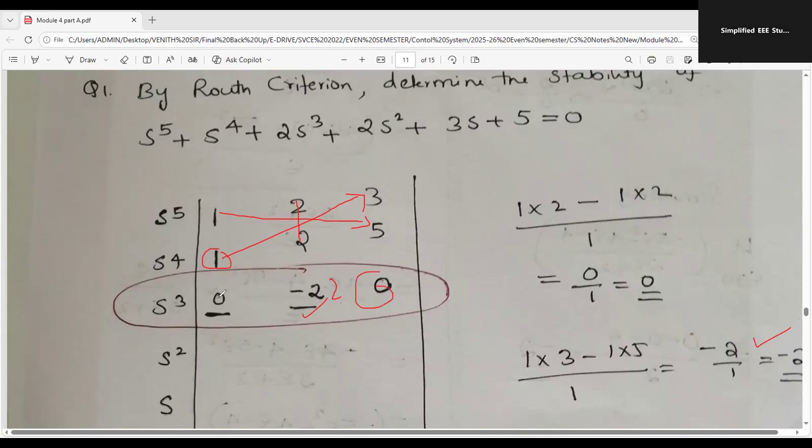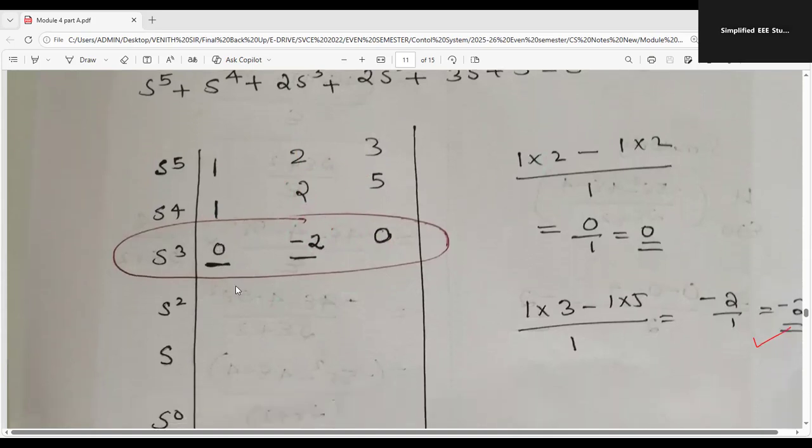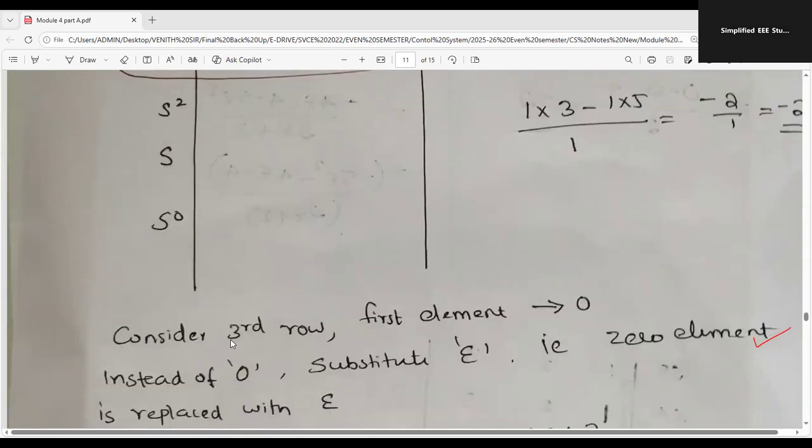So only the first element is 0, the second element is non-zero, and the other element is 0. However, the first element has come to 0 but the next element is non-zero. It is a special case. How to solve it? Very simple. Remember, the third row's first element is 0, right? The 0 will be replaced by a small non-zero element denoted by epsilon. Epsilon is a symbol, right? You might have heard about epsilon.